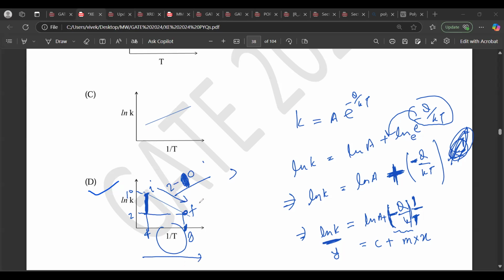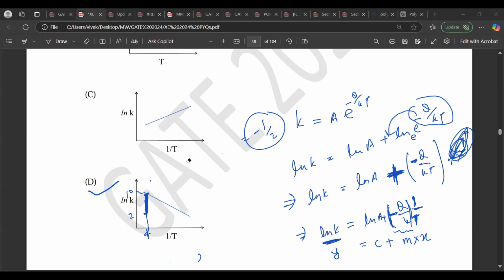So you'll always get negative. So it's minus 8 by 4, that is minus 1 by 2. So the slope is negative. That's it. So this value will be exactly equal to minus Q by k, and that is how we find the activation energy of diffusion, right? If you remember. So this is one graph that you can plot. Another graph is the ln k one, this is correct, okay?